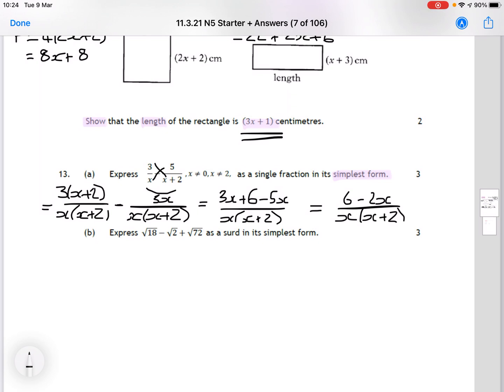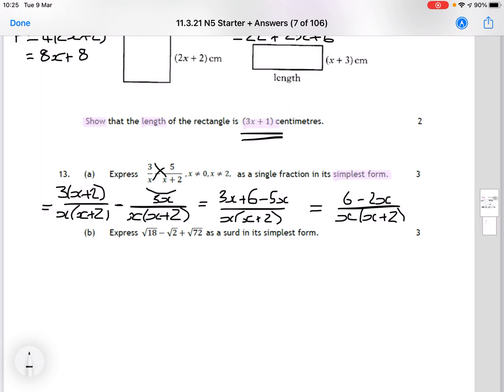Now there's nothing further you can simplify there, because there is nothing that the top line and the bottom line both will divide by. So there's nothing you can cancel down. You would leave that as it is.